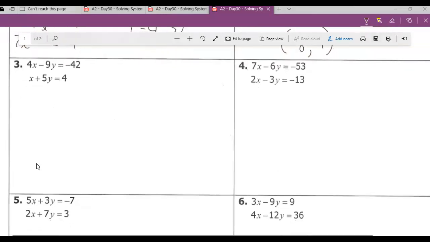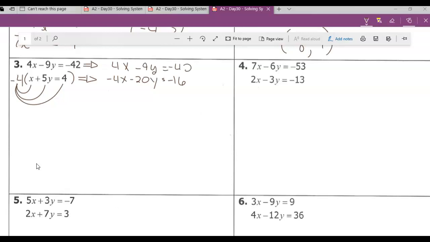So I'll go ahead and multiply this whole second equation times a negative 4. So when I do that, I get negative 4 times x, which is negative 4x, negative 4 times positive 5y, which is negative 20y, and then negative 4 times positive 4, which is negative 16. On the top, this equation was unaffected, so I just bring it right over.